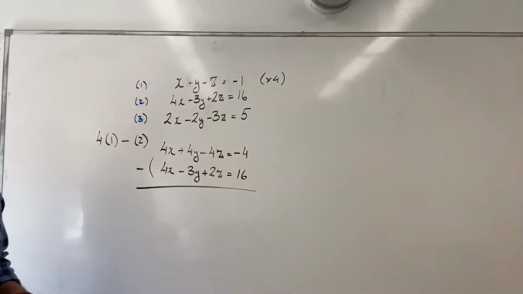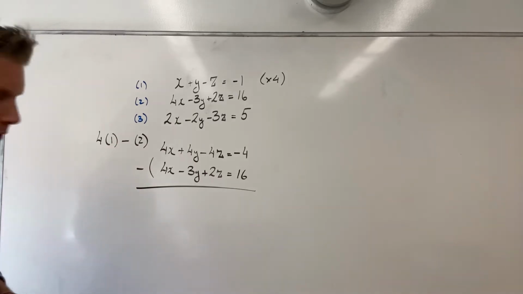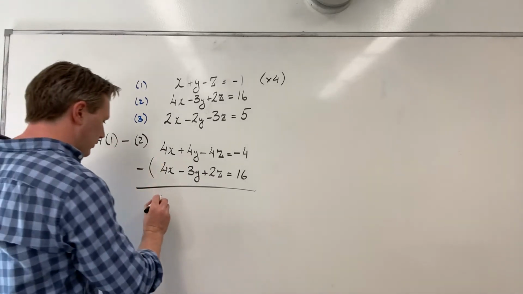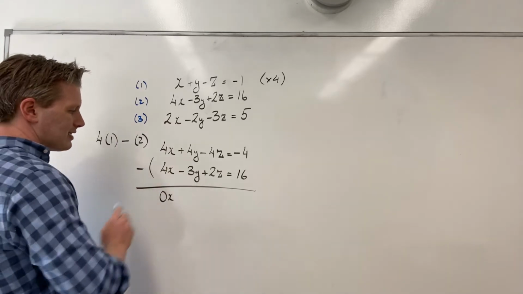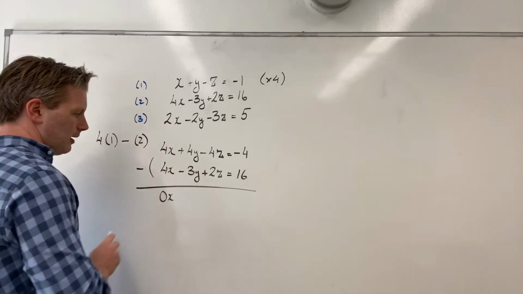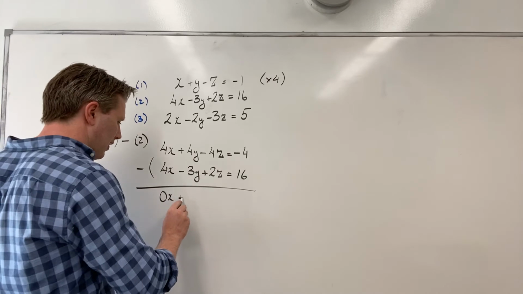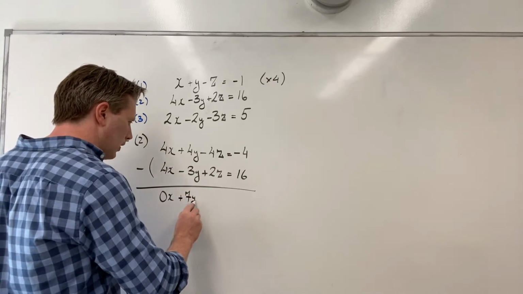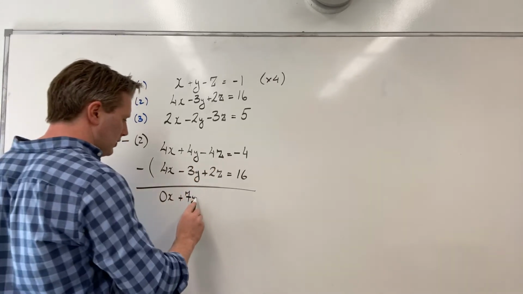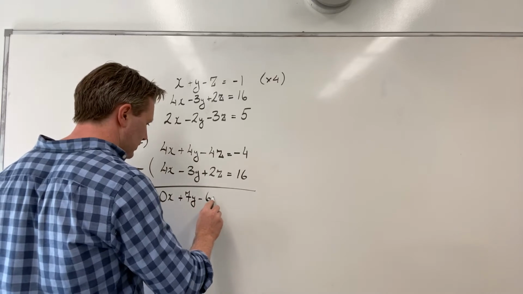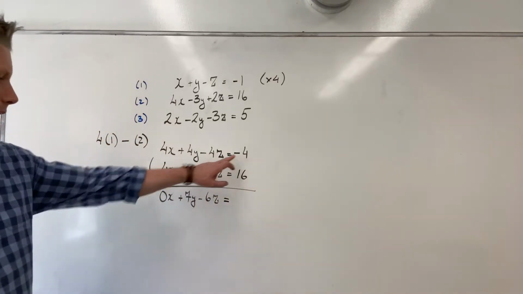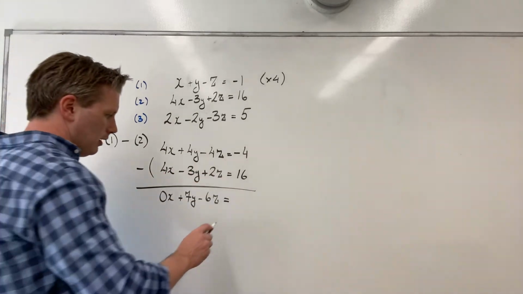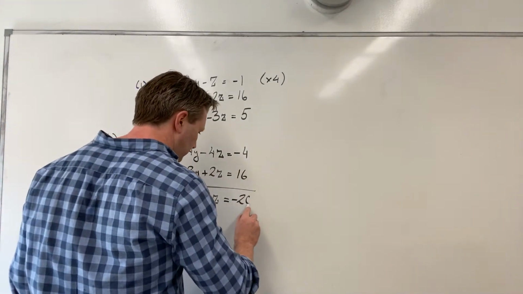Like I say, now I'm just going to subtract one from the other, and my x's will cancel. 4x minus 4x is 0x, of course, that's my intention. 4y minus 3y, minus times minus is a plus, so 4 plus 3 is 7y. Minus 4z minus 2z is minus 6z. You've got to be really careful with your arithmetic. Minus 4 minus 16 is minus 20.